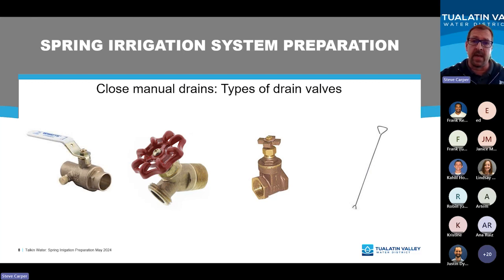Another really common type of valve basically looks like a hose spigot, and you've got basically a small gate valve in here, and you just turn that handle to the right to tighten it down and close it, or you turn it to the left to open it. Very simple operation.